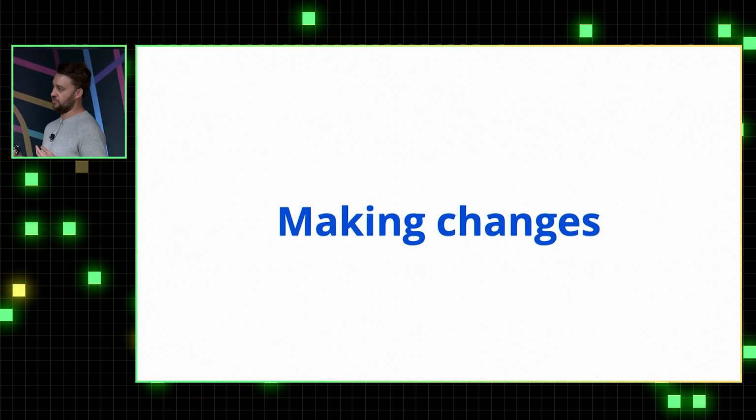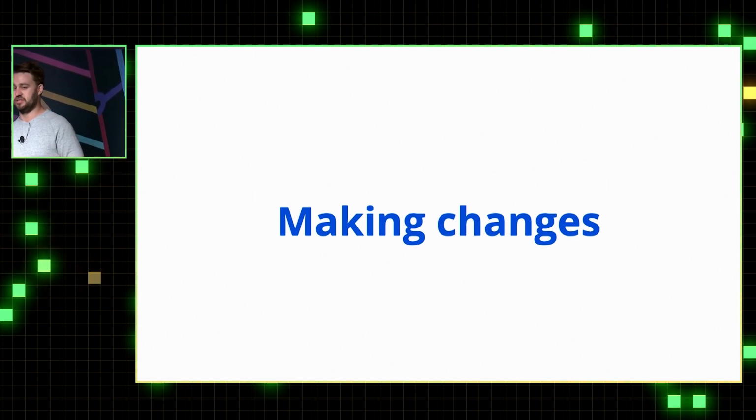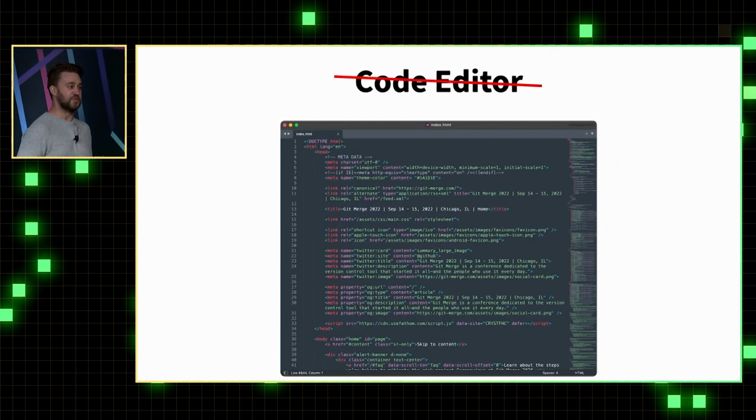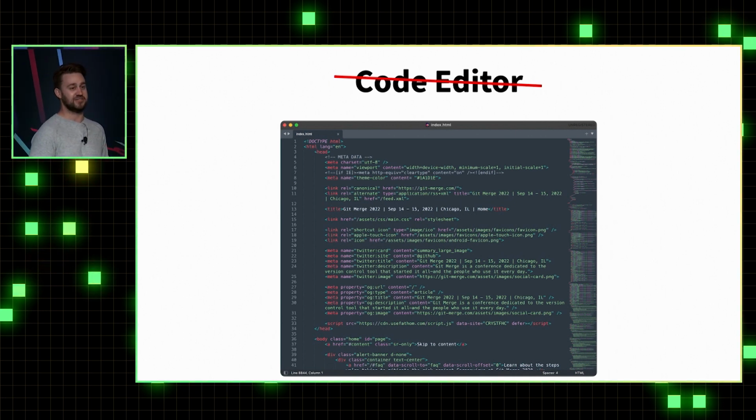And so now let's step through some of the basic functionality that you might do in Git, and talk about how that works in a Git-based content management system. So first up, we have making changes. Developers, we're in the code editor, we're making changes.